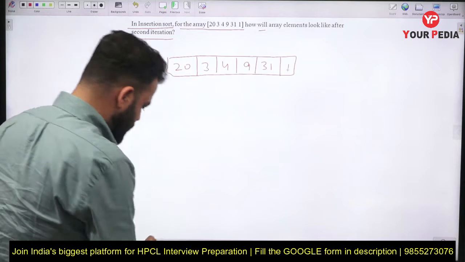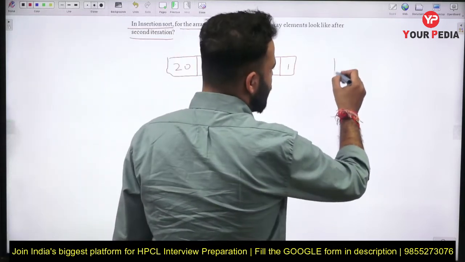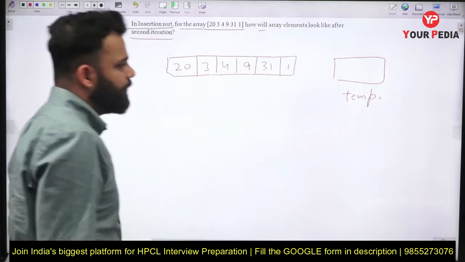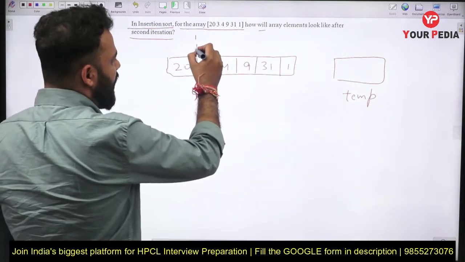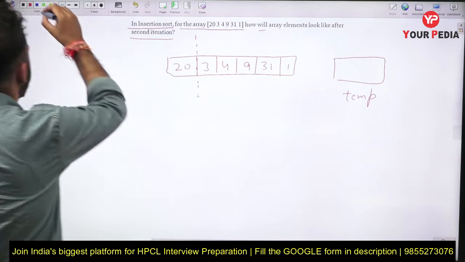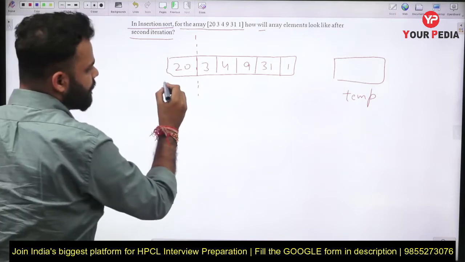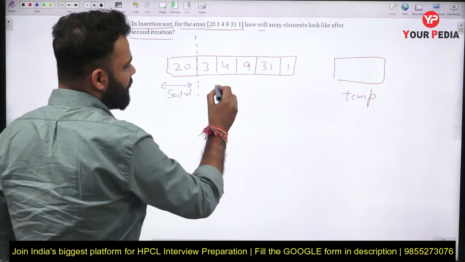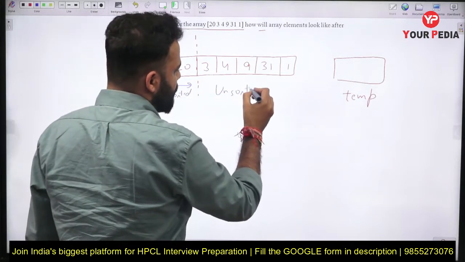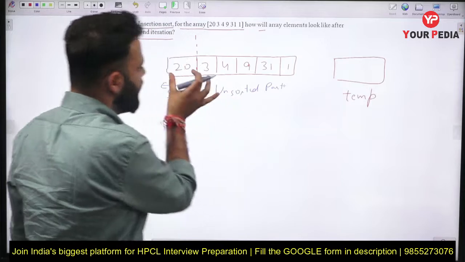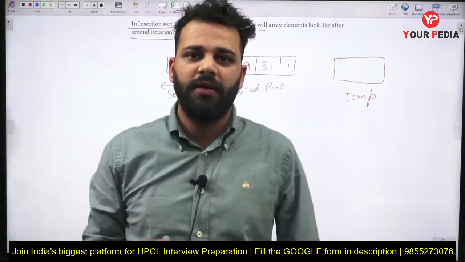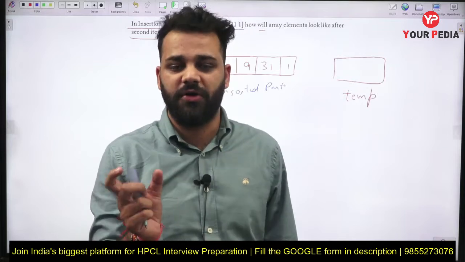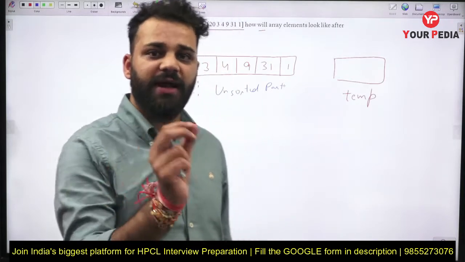So how insertion sort works is, there is a temporary variable here. At the starting, our array will be divided into two parts. This will be the sorted part and this will be the unsorted part. As there is only one element here, it is already sorted. Now what we do is, we take each and every element one by one and try to sort the array by taking one element at a time.